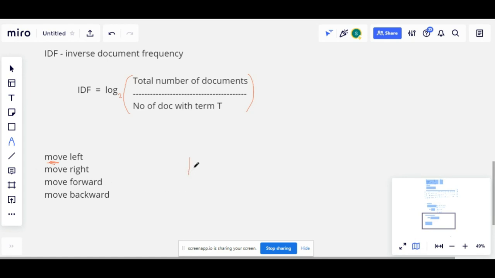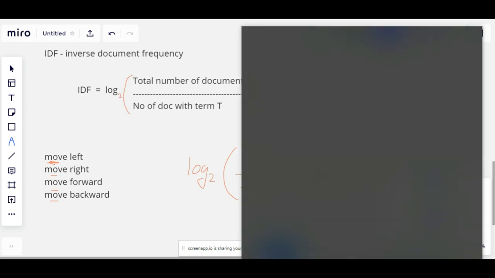As per the formula, the value will be log base 2 of the total number of documents. How many documents do we have? We have four documents, divided by how many documents have the term move. It seems like all four documents have the term move. So 4 divided by 4, which is log base 2 of 1, and we all know that log 1 is 0.